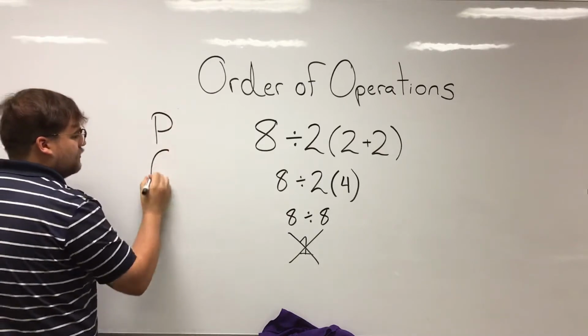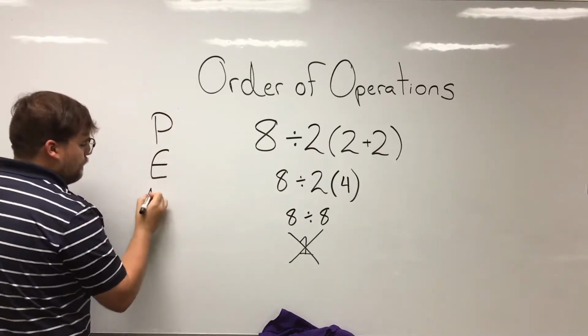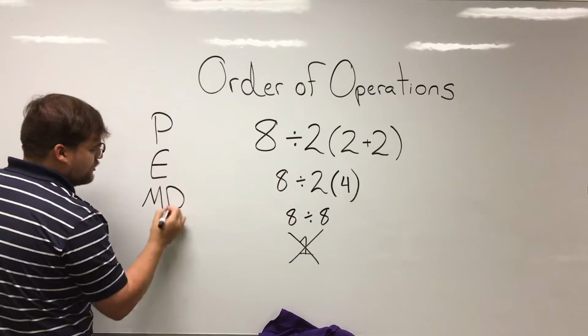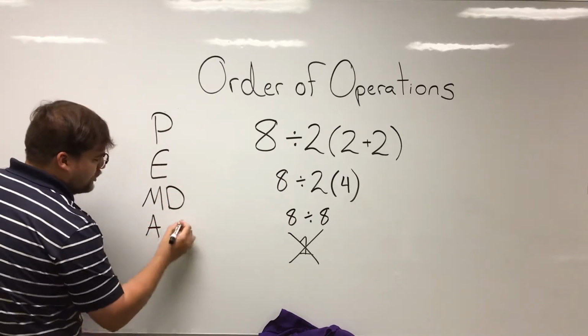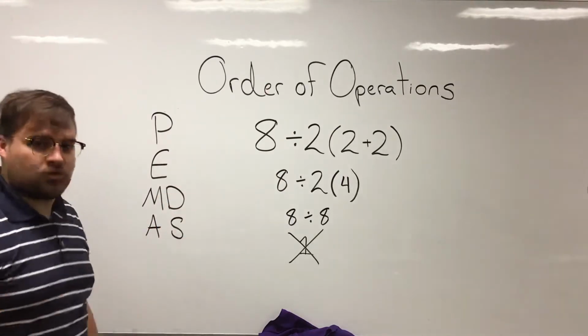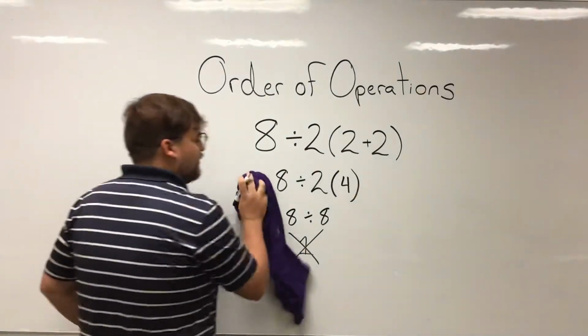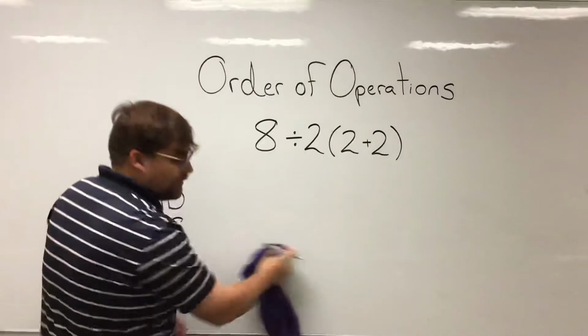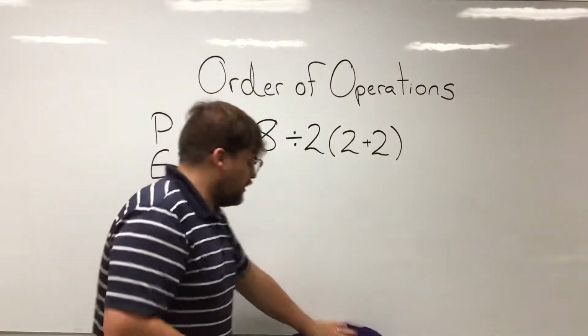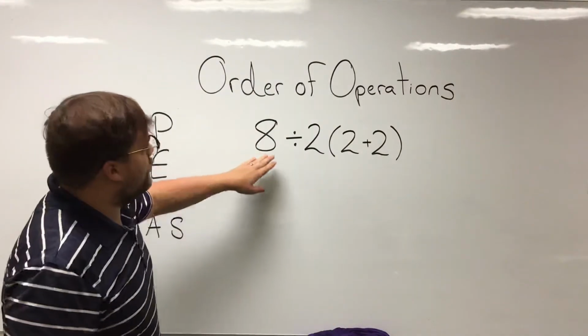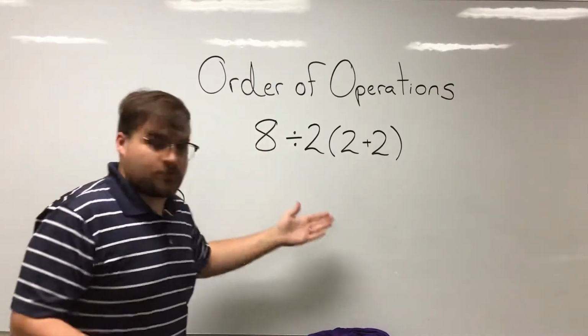Parentheses, exponents, multiplication and division, and then addition and subtraction. So let's rework through this problem that we did, unfortunately, incorrectly. If we're taking a look at this, we are probably going to start in the same place, right?